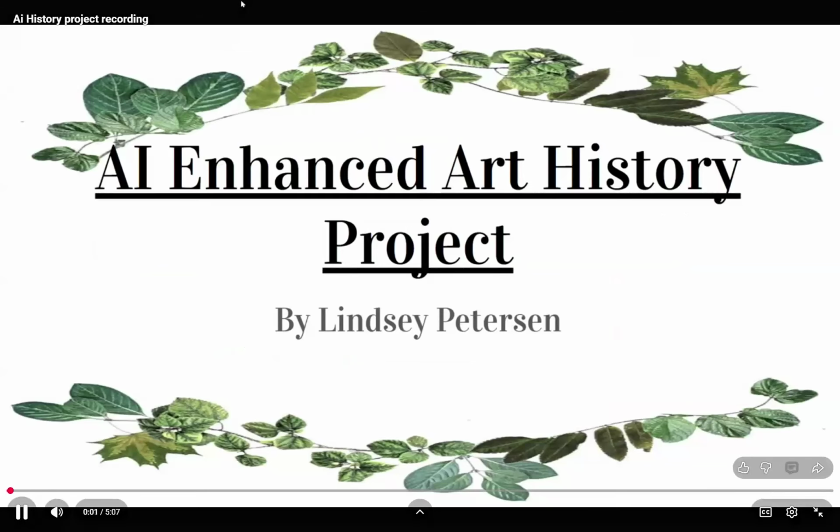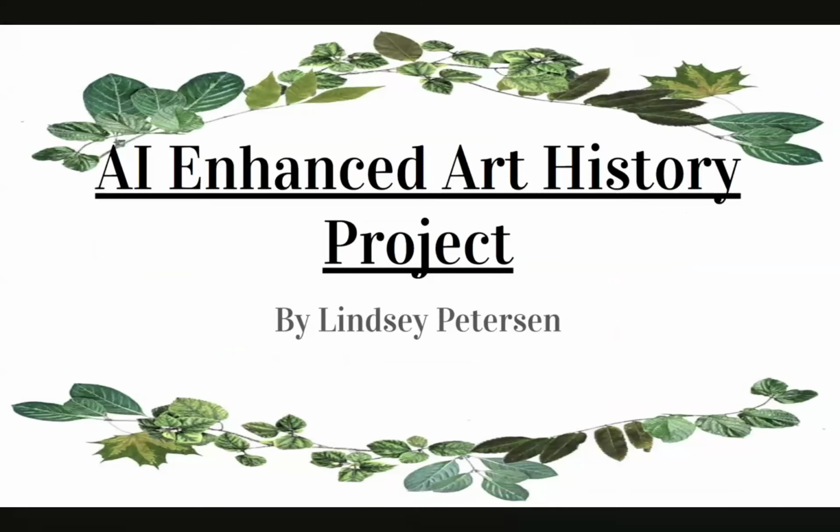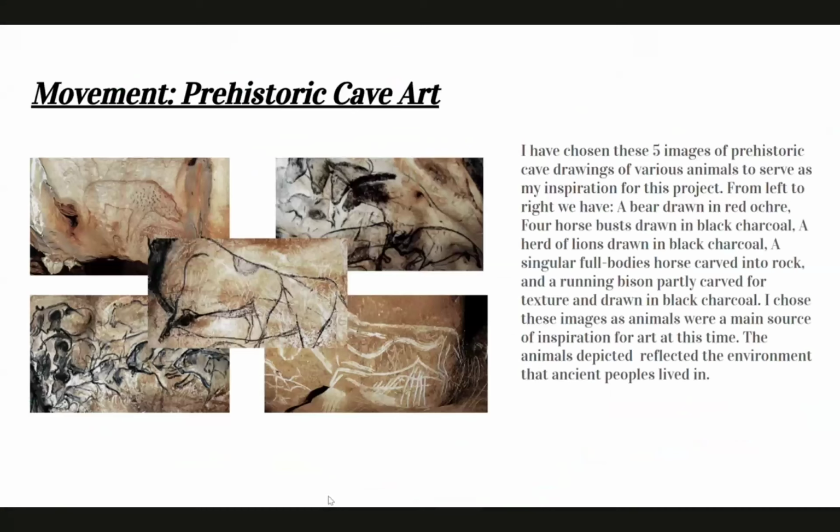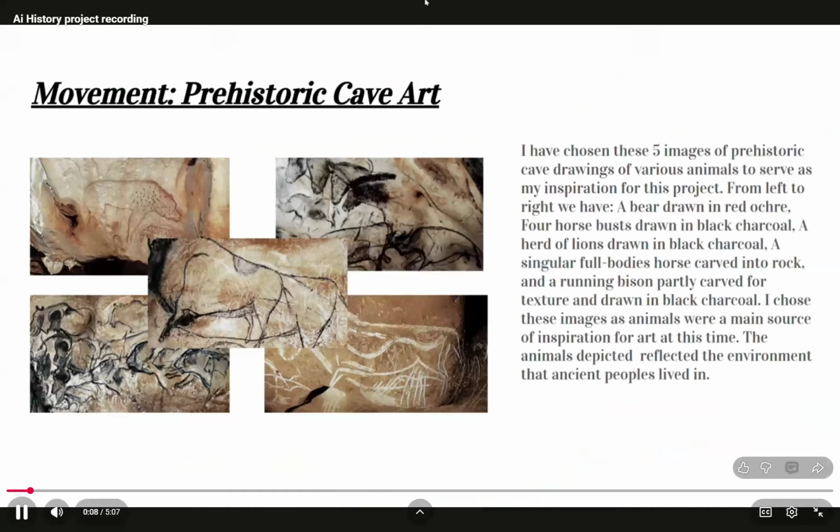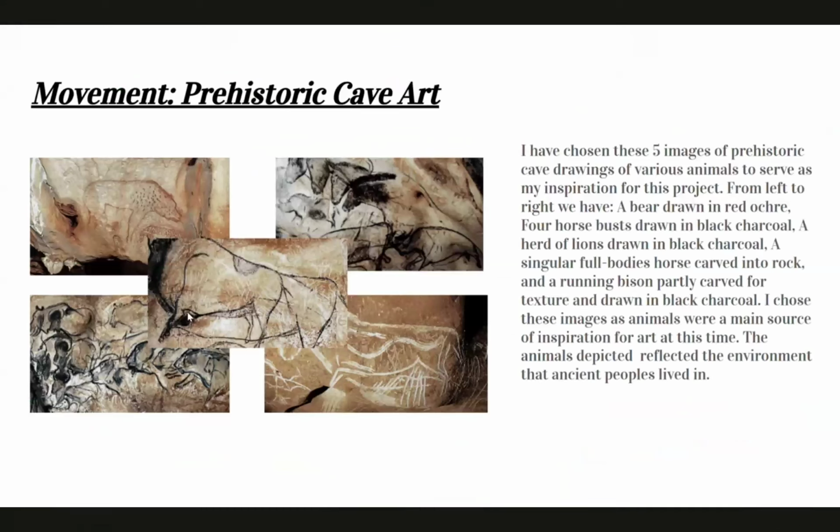My AI enhanced art history project. I chose for my movement the prehistoric era, focusing on cave art from the Lascaux cave in France. Starting at this top left corner, we have a bear drawn in red ochre. Then we have busts of 4 horses that appear to be moving towards the left. They are drawn in black charcoal. Down below the bear, we have a herd of lionesses, mostly just lioness heads. We can see that they're looking towards the left in this image and also drawn in black charcoal.